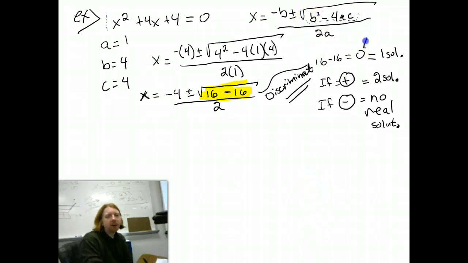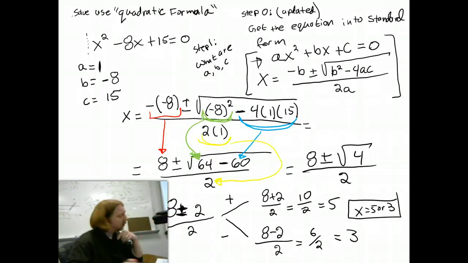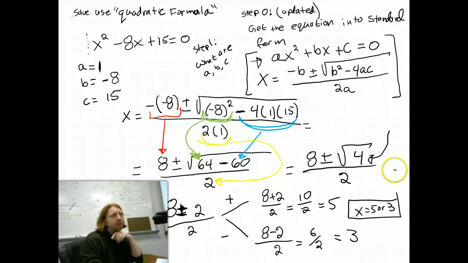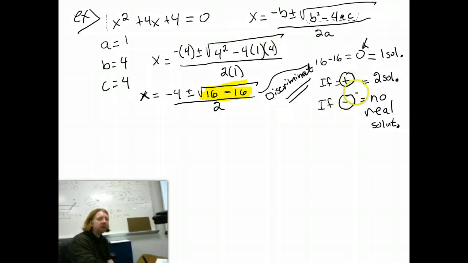In this case, it's 0, so I have 1 solution. If I look back at the previous problem, the discriminant was 4, right? That's positive, and I ended up with 2 solutions. Some of the work you're going to be looking at will just say don't solve it, just tell me how many solutions there are. So all you have to do for those is find the discriminant, which is the number under the radical, and that'll let you know how many solutions you're looking at.